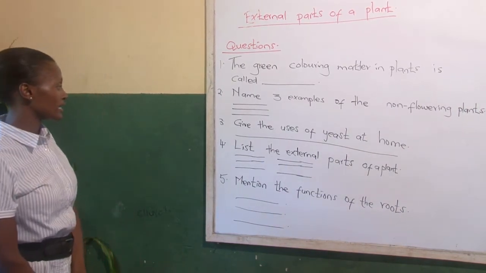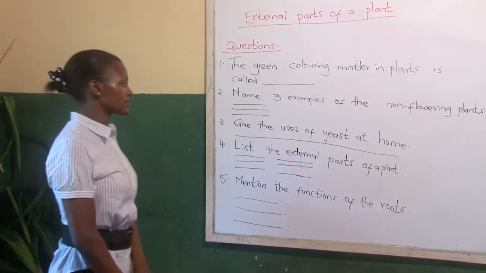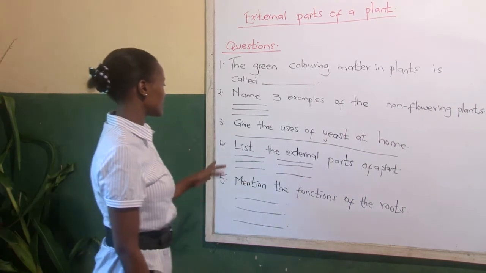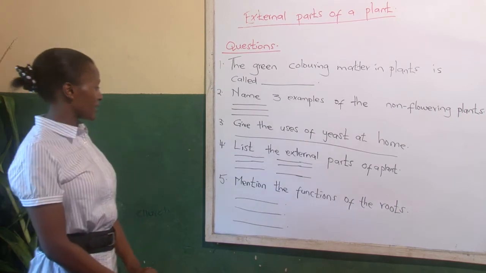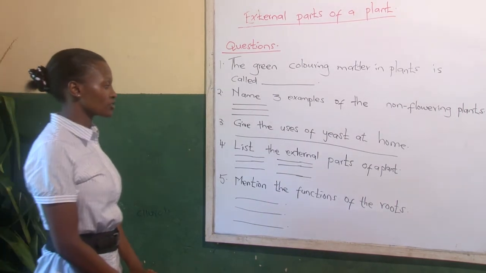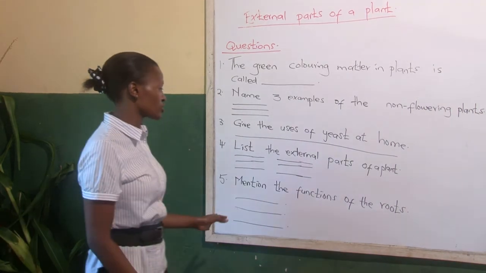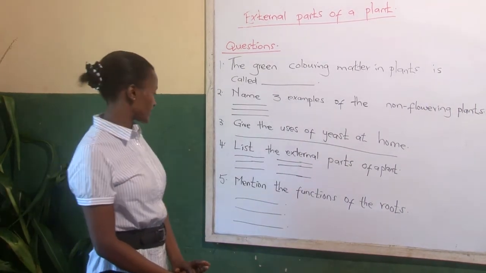Number 4, list the external parts of a plant. The external parts of a plant, name them there, list them there. Number 5, mention the functions of the roots. You are asked to mention the functions of the roots.